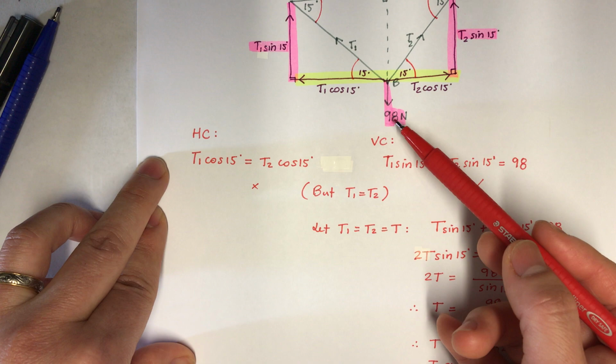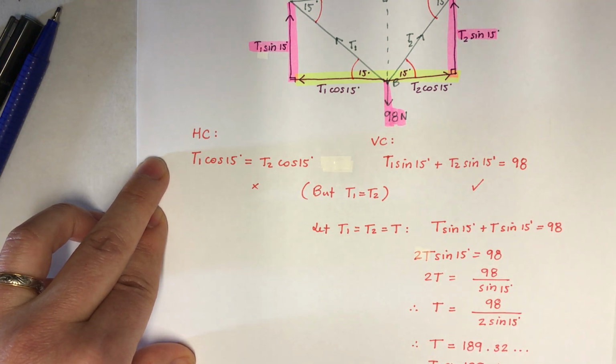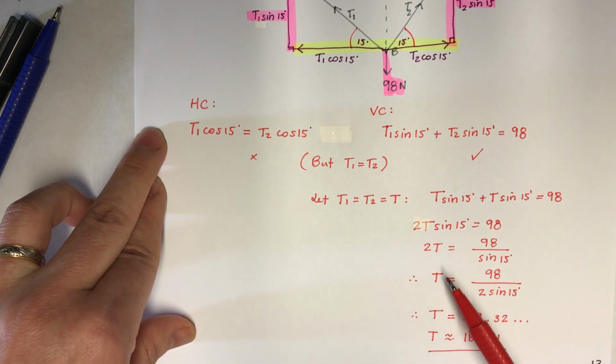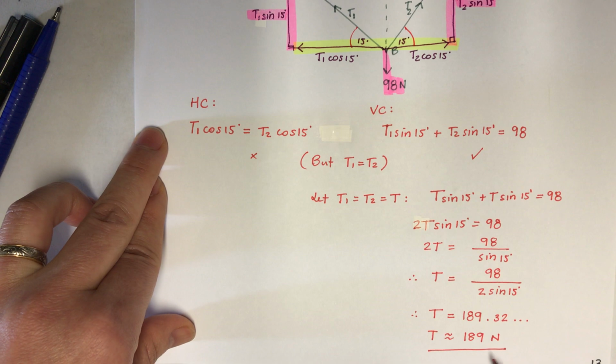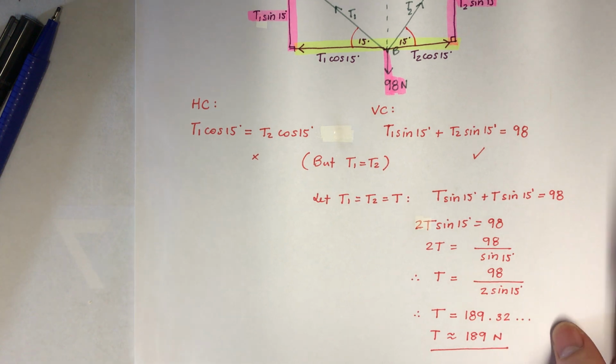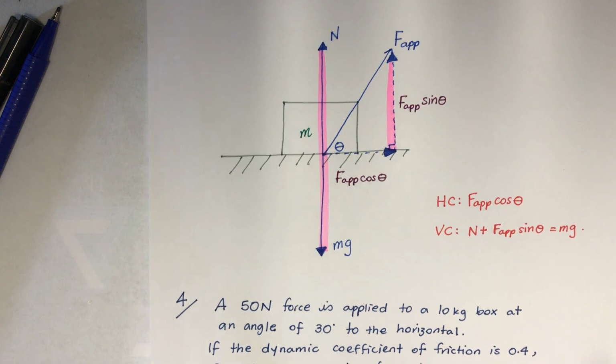The mg was, m was 10 kilograms, g was 9.8, so that's why it's 98 newtons. So we go to there, so tension will be roughly 189 newtons. Okay, so it's normally just the algebra. So let's have a look at that.